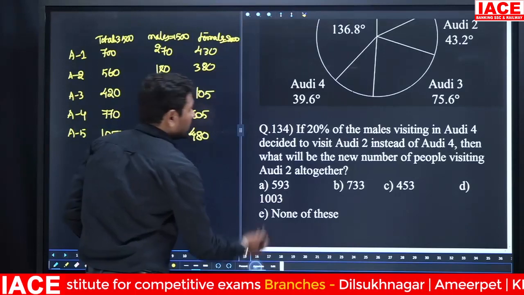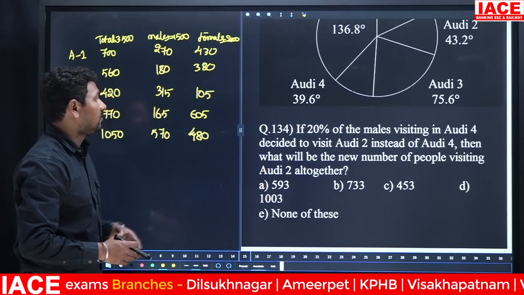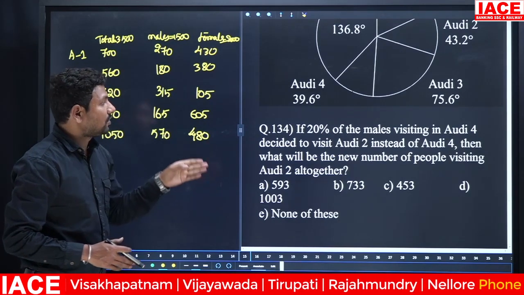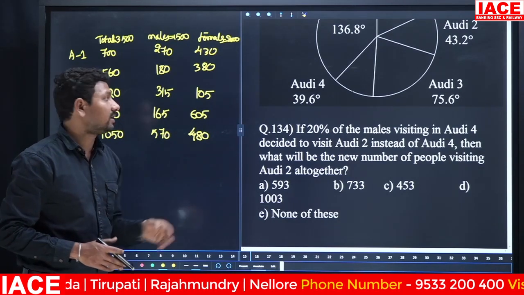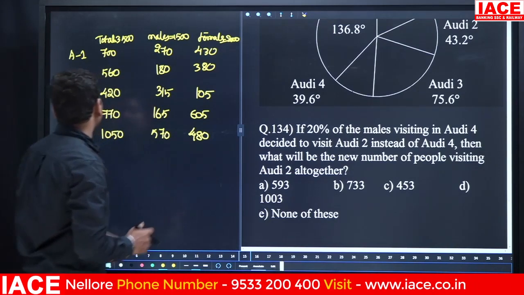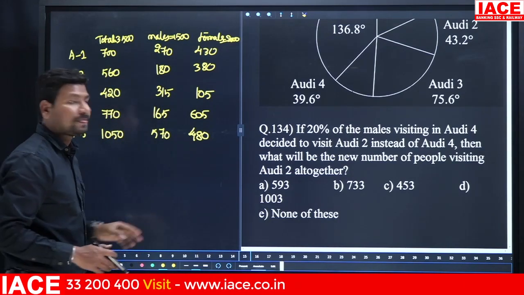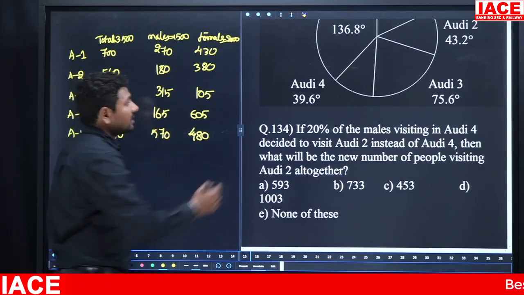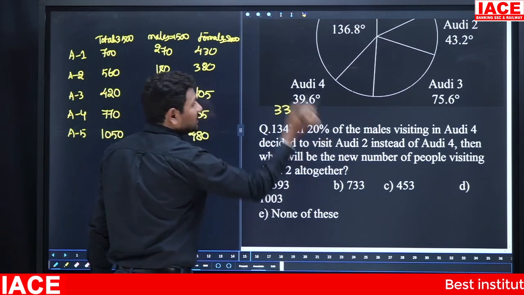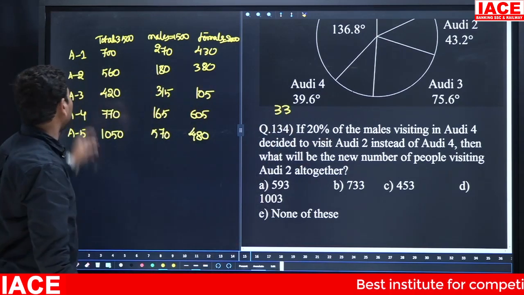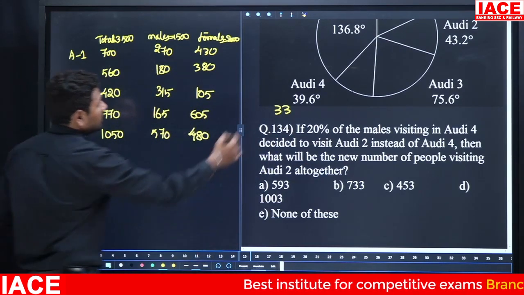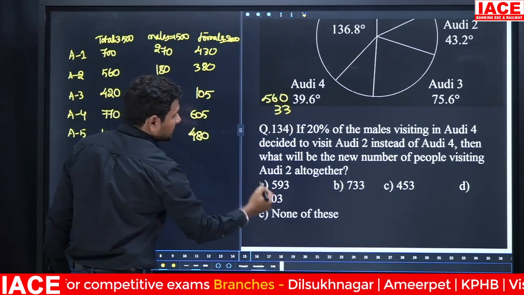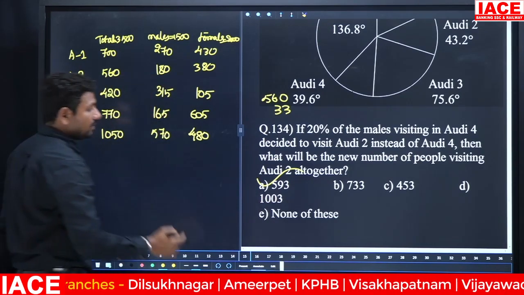Next, if 20% of the males visiting in RD4 decided to visit RD2 instead of RD4, then what will be the new number of people visiting RD2 altogether? 20% of males. Males in RD4 is how many members? 165. 16.5 is the 10% value. 20% means here 33 members. 33 members extra added to RD2 members. RD2 already has how many members? 560. 560 plus 33 is equal to 593 people. Option A.